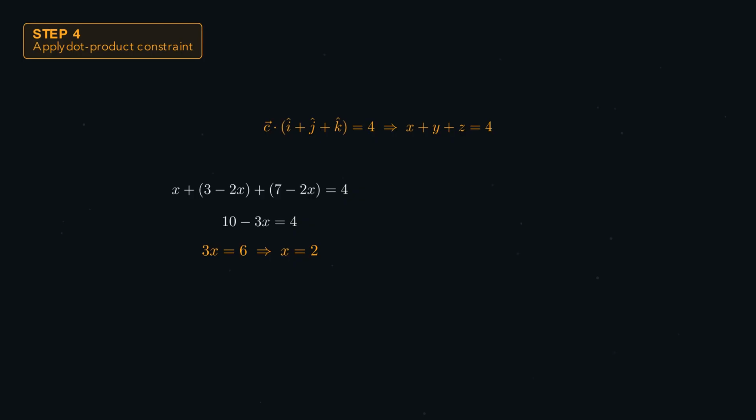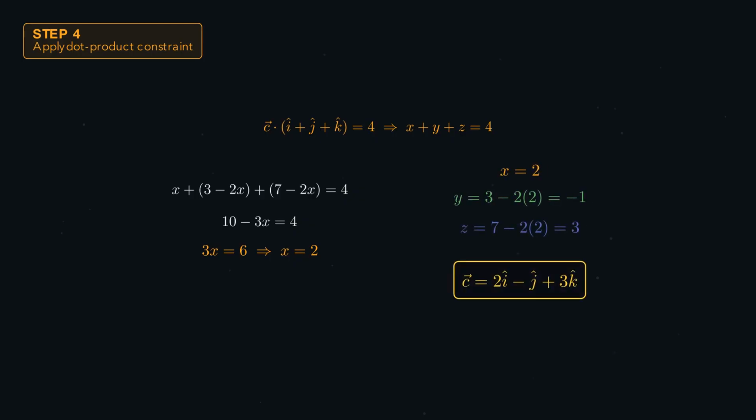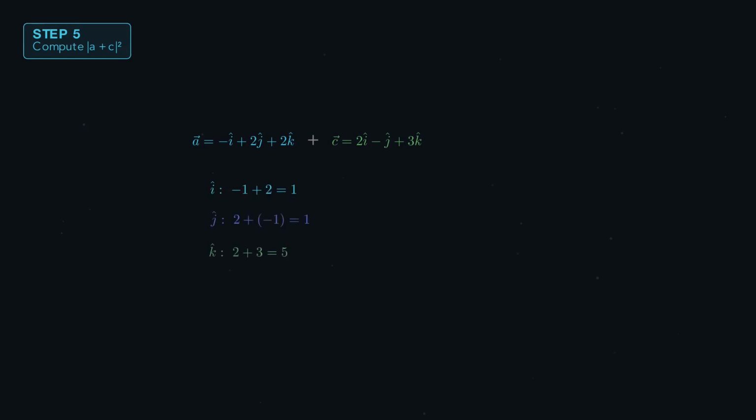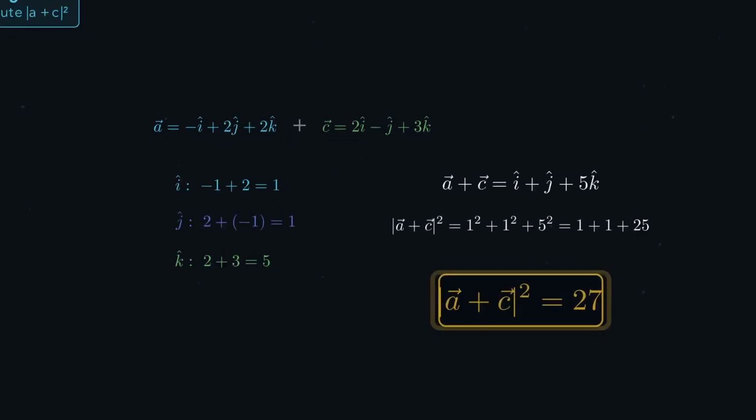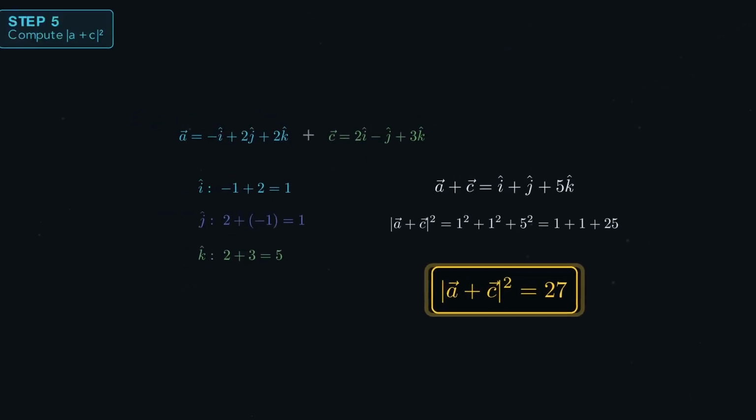Now we apply the constraint. x plus y plus z equals 4. Substituting our expressions gives 10 minus 3x equals 4. So x equals 2. Back substituting, y equals negative 1 and z equals 3. Our vector C is 2i minus j plus 3k.